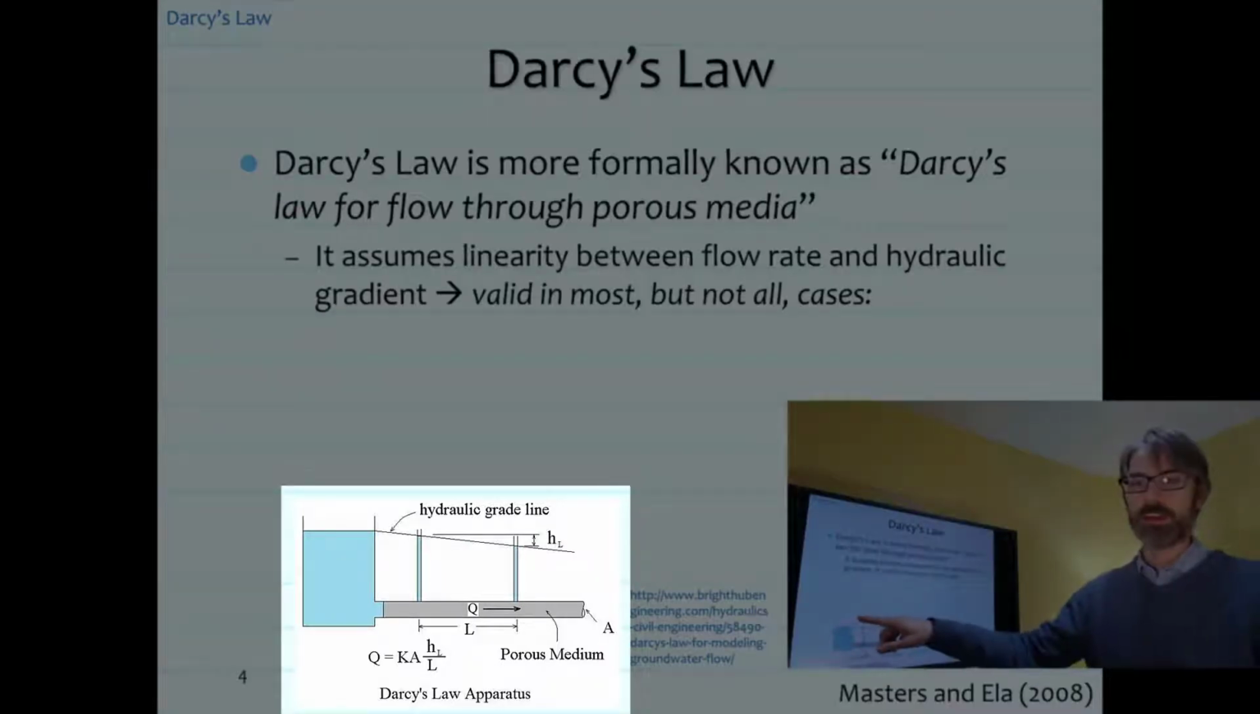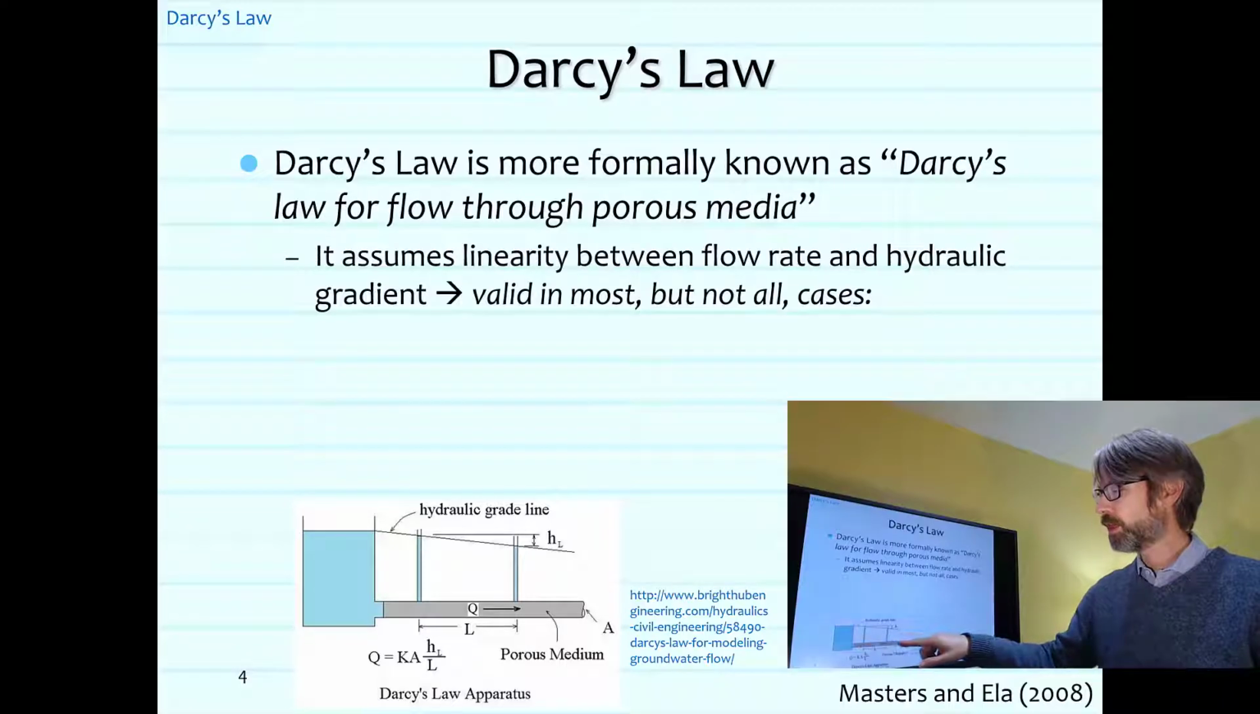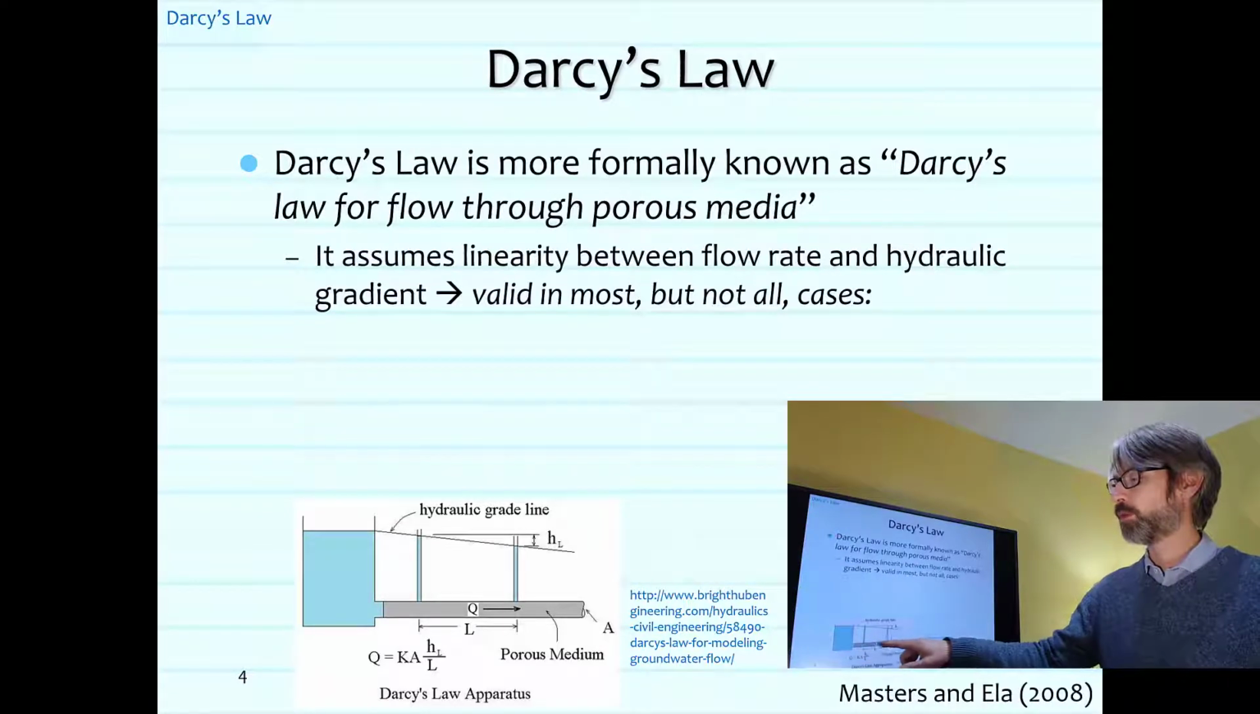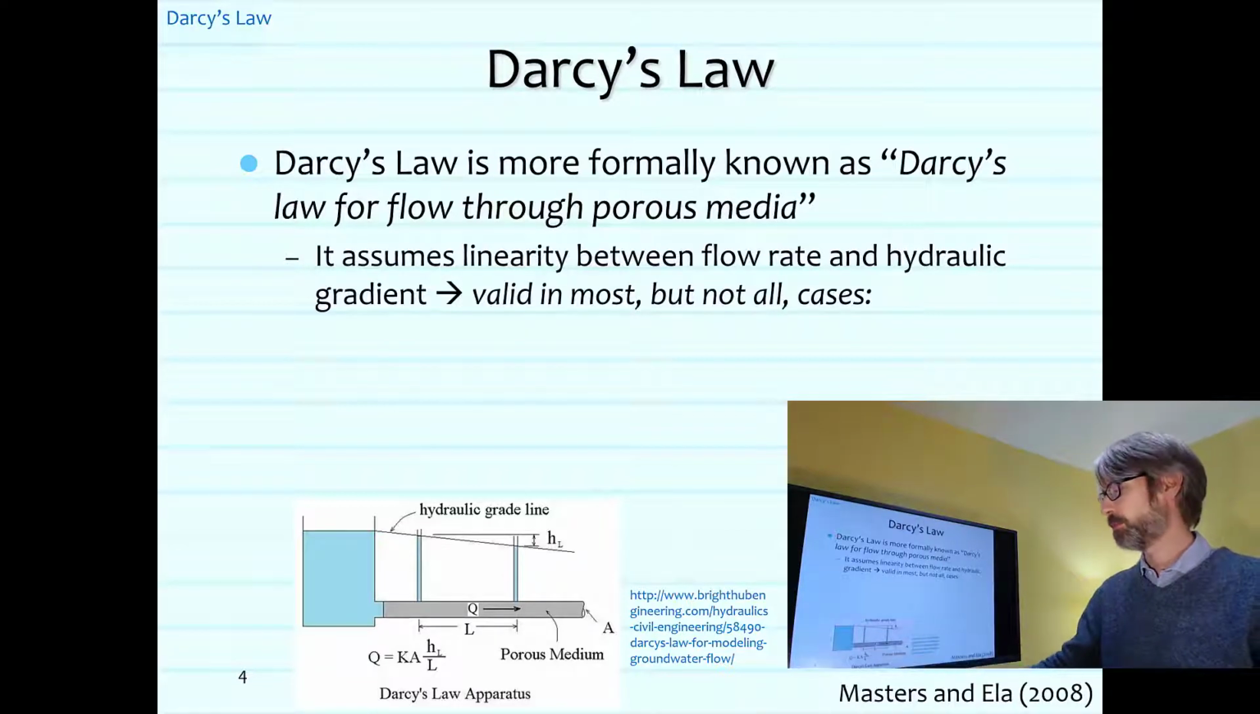This was Darcy's apparatus. He had a water tank, then he had a pipe, and there was a sand filter in that pipe. He had two piezometers. He measured the head difference between those two piezometers as well as the flow rate, and he knew, of course, this cross-sectional area. And from this information, he was able to derive the equation that the flow rate was a function of the property of the medium multiplied by the cross-sectional area multiplied by the hydraulic gradient.